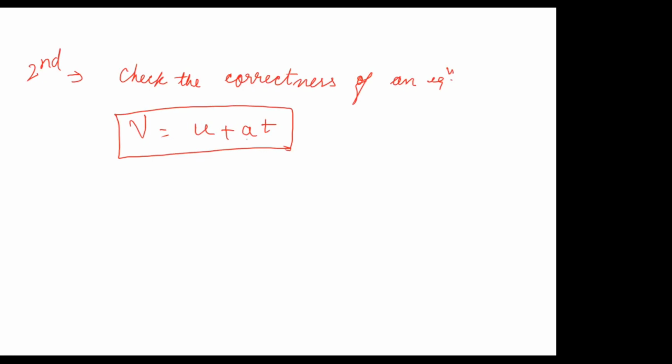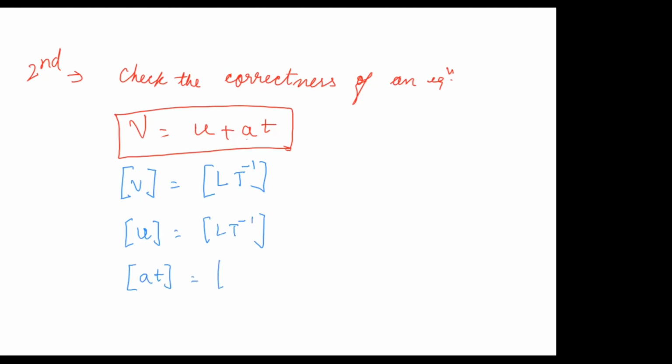Now, the dimension for V. What is the dimension for V? LT minus 1. Dimension for U, LT minus 1. Dimension for AT. What is the dimension for acceleration? LT minus 2. And then again T. This comes out to be LT minus 1.